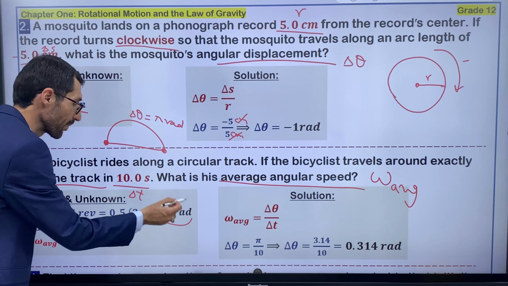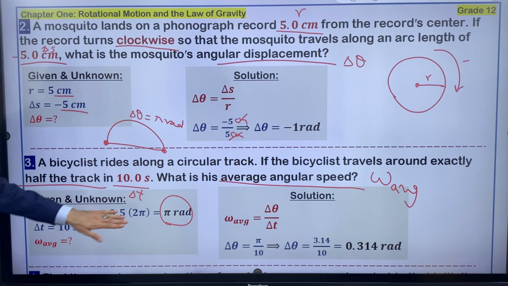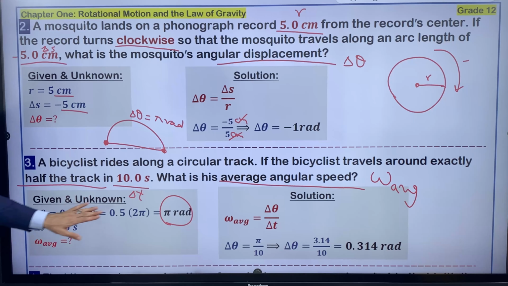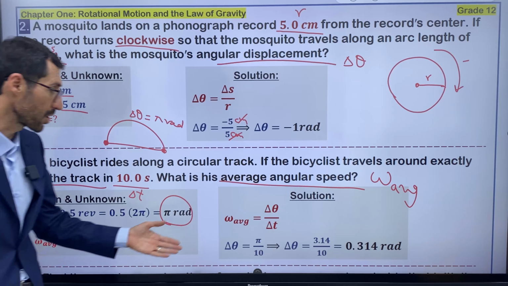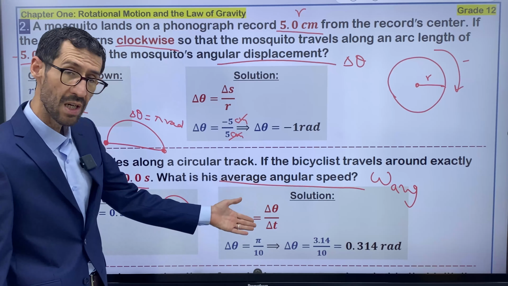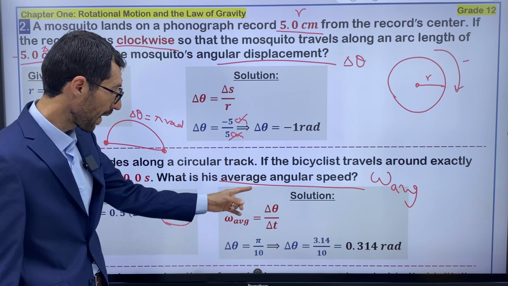And you can use pi rad directly without elongating the solution. You can say pi radians directly. Delta t is equal to 10 seconds. We look for omega average. Write the equation. Just divide them by one another.